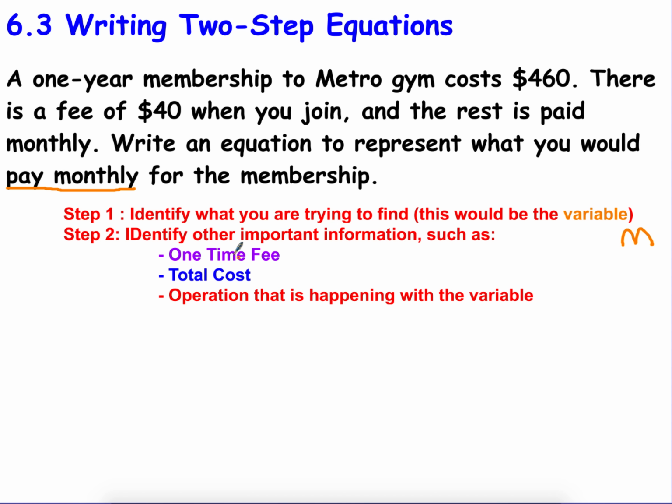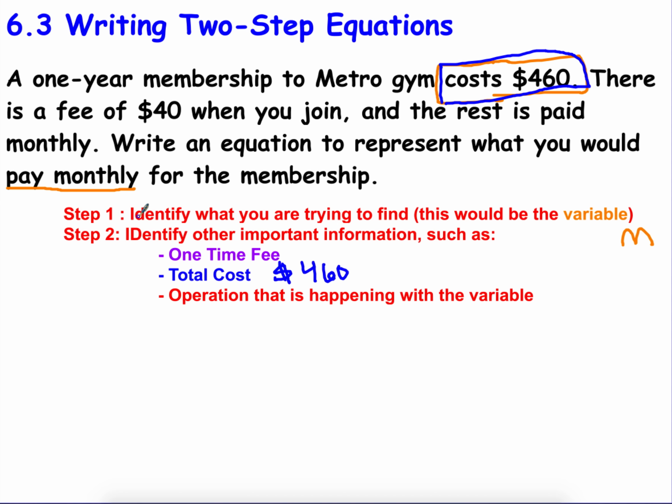Now I need to identify other important information in this problem. So we know the one-year membership costs $460, and that is the total. This is my total cost. I'm going to do that one in blue so that we color code, so they match by color. So my total cost is $460. That's the whole thing.